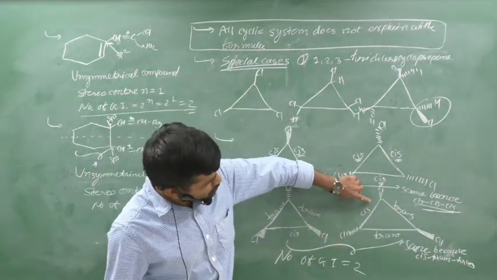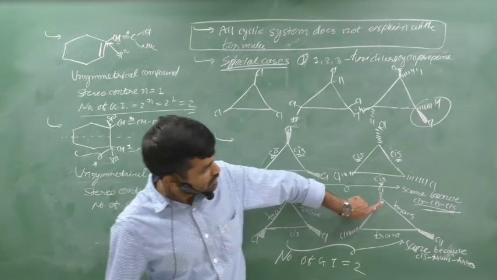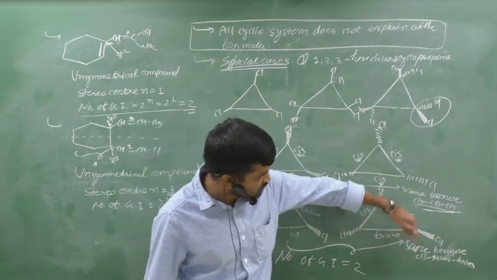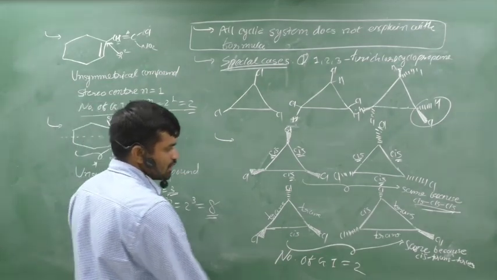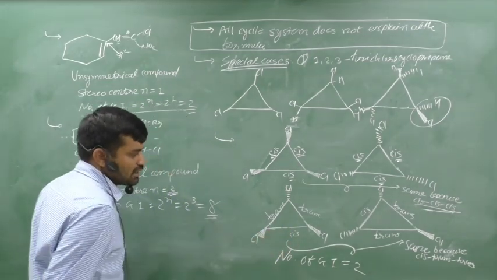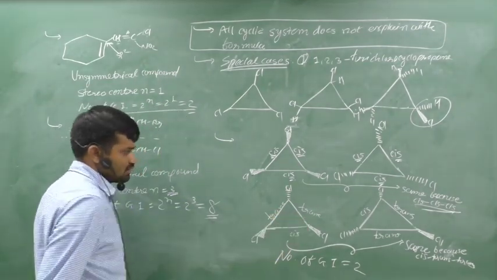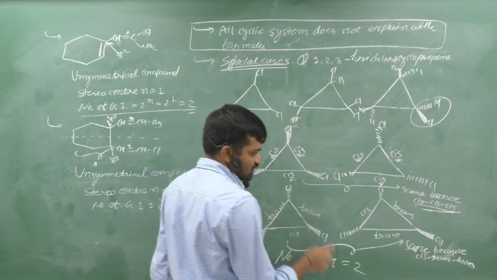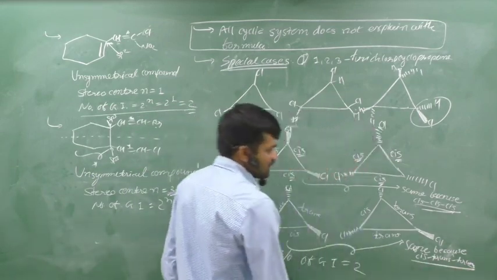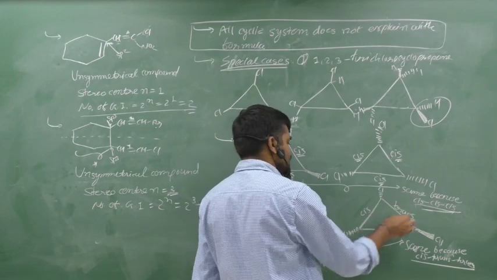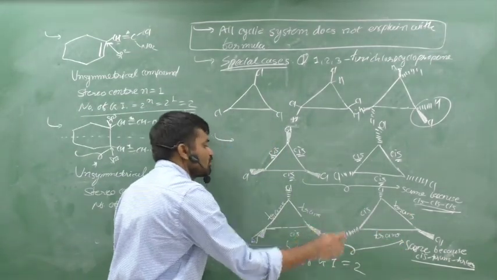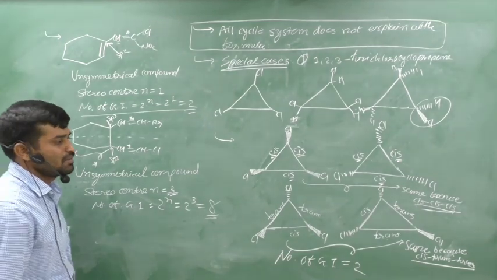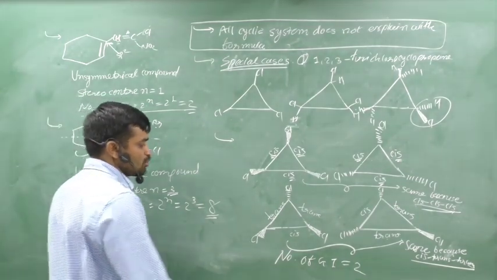Here is the cis form, here the trans form because of wedge and dash, and here also a trans form. If you check the geometry, it is cis trans trans. It is also cis trans trans. Therefore, you can say that these two compounds are equal or the same. Therefore, the number of GI is equal to 2.